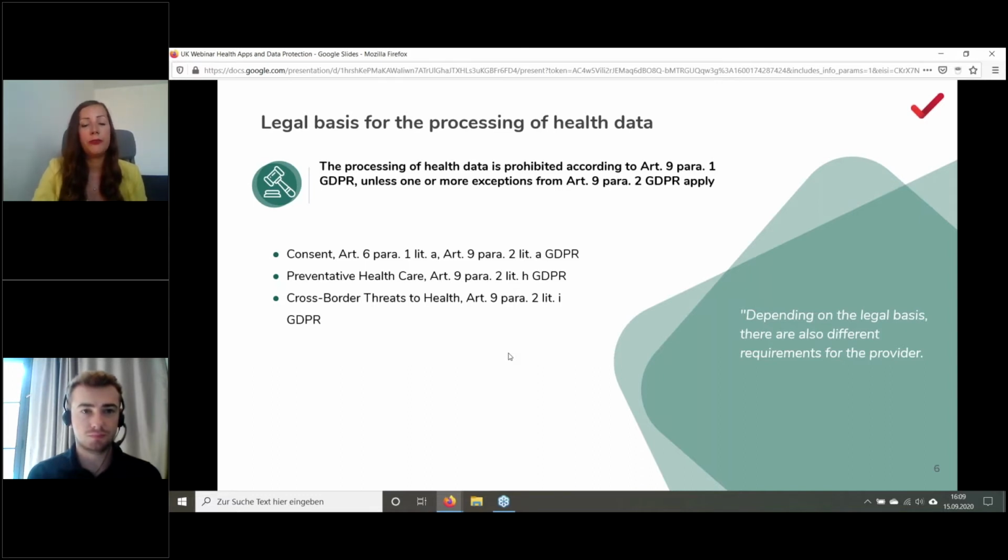And then we have preventative healthcare, and this is more about the treatment contract between a doctor and the patient, or the hospital and the patient. Basically, all the contracts with healthcare professionals. So health apps couldn't rely on this lawful basis either, and would have to go for consent here as well. And we will speak more about consent in detail now in the next slide.